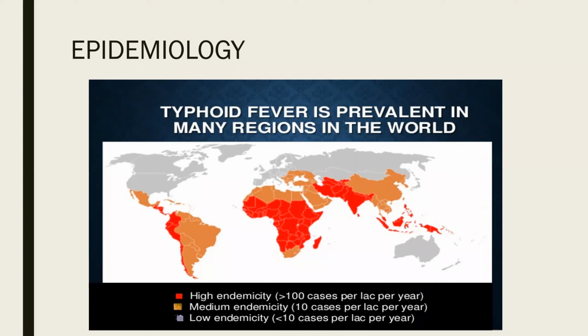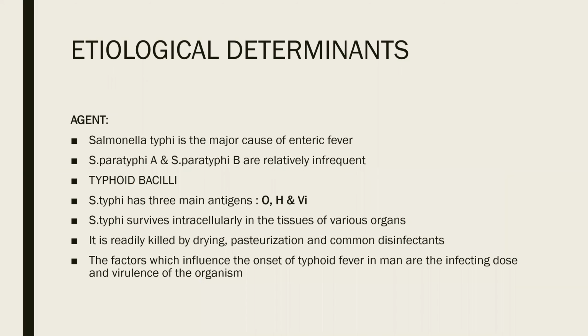So it's important for us to know about it and how to approach a case with it. So we'll look at the etiological determinant. Now, Salmonella typhi is the major cause of enteric fever. It's not the only cause of enteric fever, but the one that has been mostly implicated in enteric fever diagnosis has been Salmonella typhi.